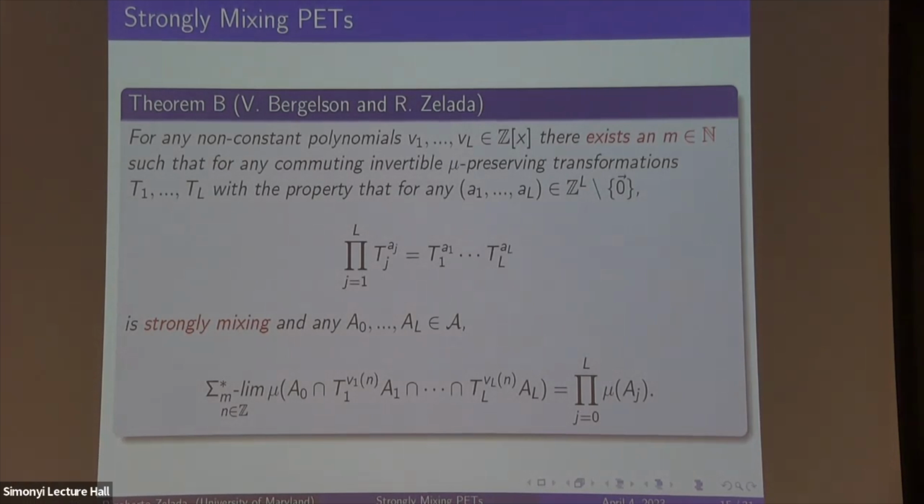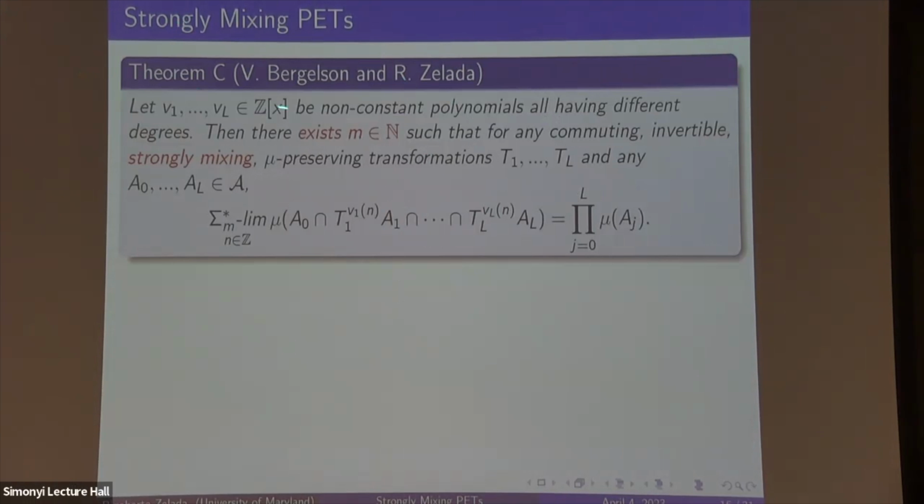All right, so now let's go to the next one. This is the counterpart of the result of Chu, Frantzikinakis and Host. Now we take polynomials with different degrees, and then we can find an M such that for any strongly mixing T1 through TL and any A0 through AL, we have again independence along sigma M star limits, of course.